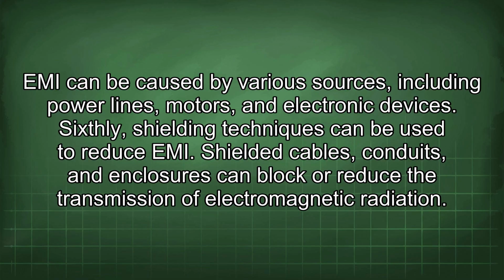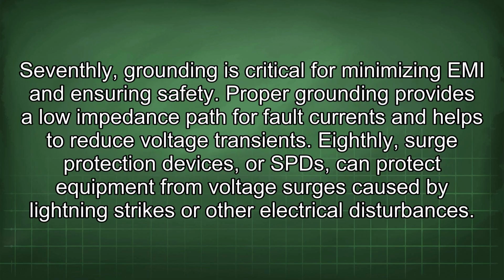Sixthly, shielding techniques can be used to reduce EMI. Shielded cables, conduits, and enclosures can block or reduce the transmission of electromagnetic radiation. Seventhly, grounding is critical for minimizing EMI and ensuring safety. Proper grounding provides a low impedance path for fault currents and helps to reduce voltage transients.